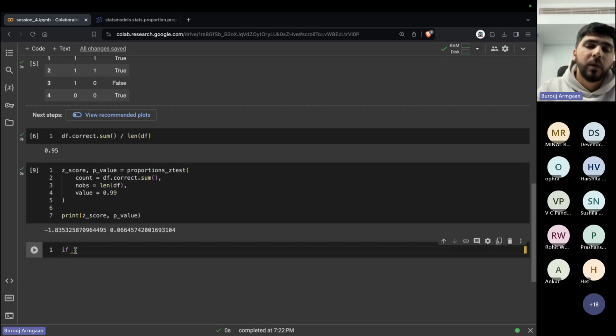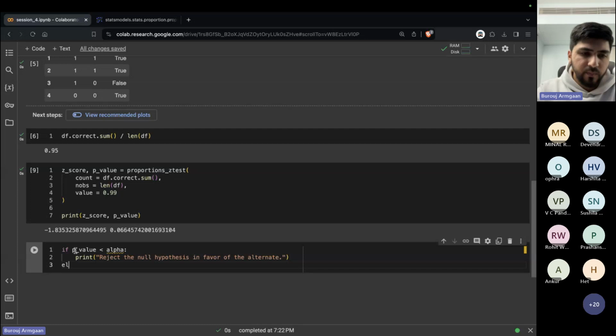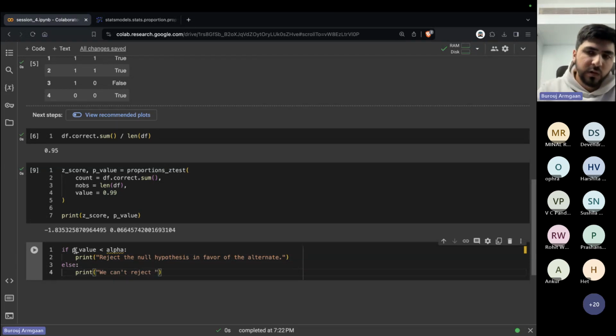we'll say if the p-value is less than alpha, we'll say reject the null hypothesis in favor of the alternate. Otherwise, we'll say we can't reject the null hypothesis. Remember, we were not saying that we'll accept it, we're just saying we can't reject it.